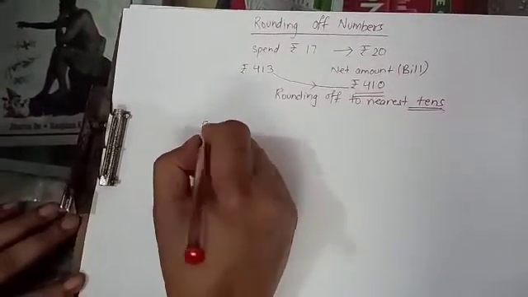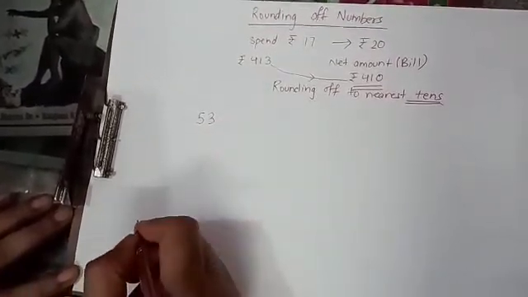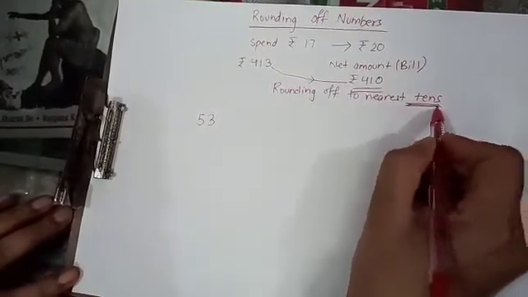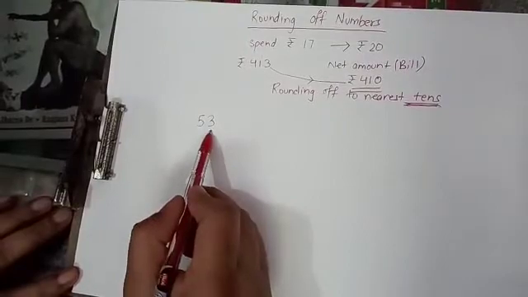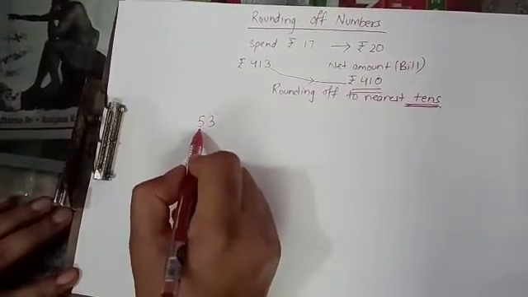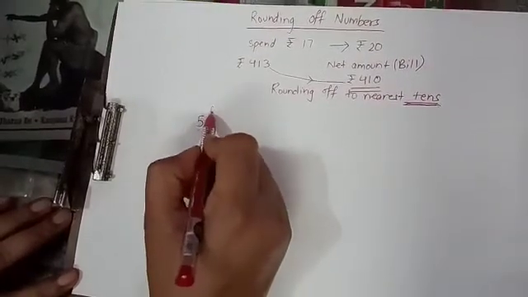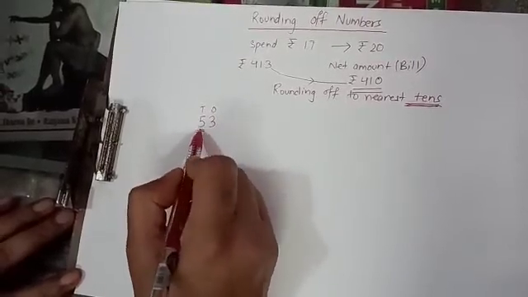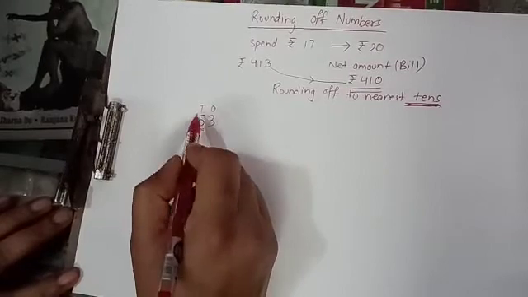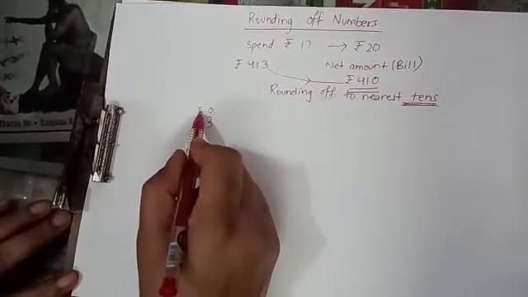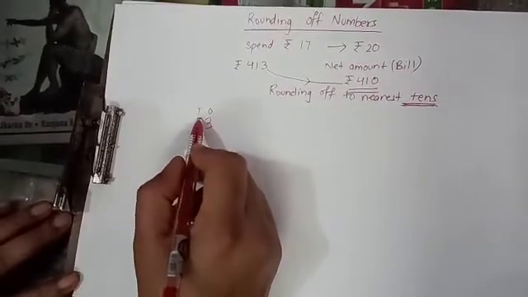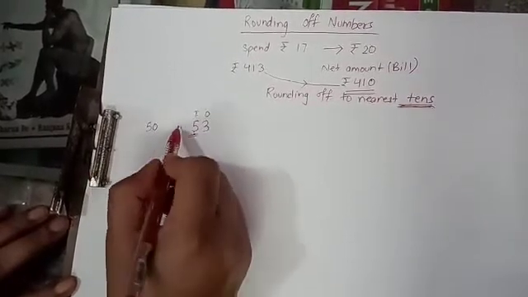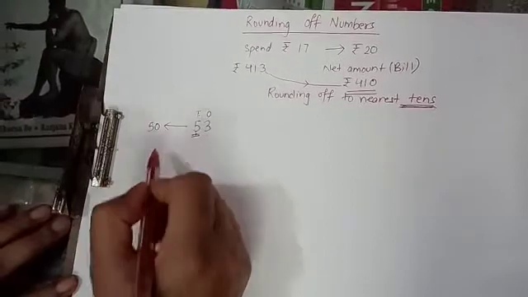Let's take another example. Suppose I have a number 53. Because we are discussing rounding off to the nearest tens, first we'll see what the tens place is over here. This is ones, tens. This is the tens place. That means here what are tens? 5 tens. What is 5 tens? 5 tens are 50. So the nearest tens to this on the lower side is 50.